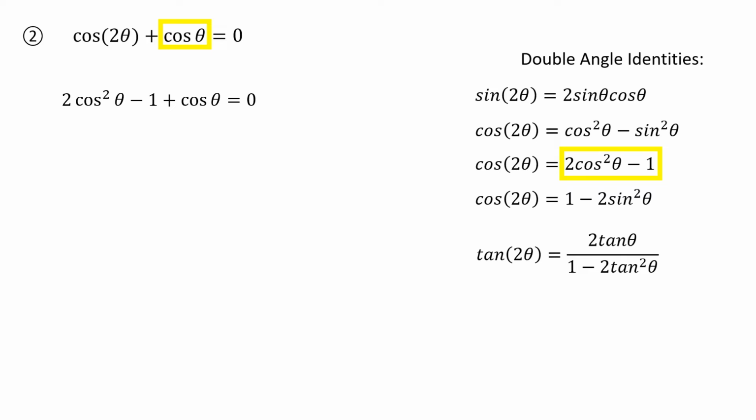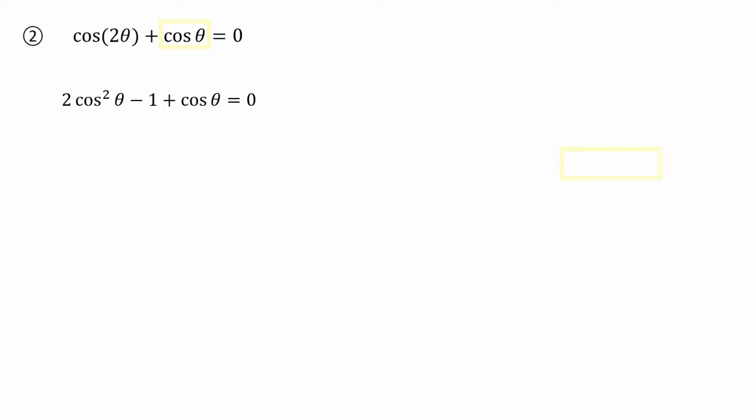So I will swap out my cosine of 2 theta, exchange it for 2 cosine squared theta minus 1, and now I've got an equation where everything is written in terms of cosine theta. It doesn't look right. I've got to reorder that. I'll keep the 2 cosine squared theta first, but I'm going to move the plus cosine theta to the middle, and the negative 1 will be my last term. Looks like 3 terms, so I'll do 2 sets of parentheses.